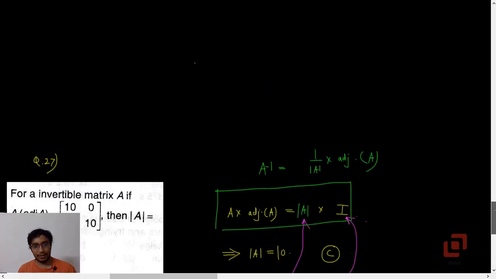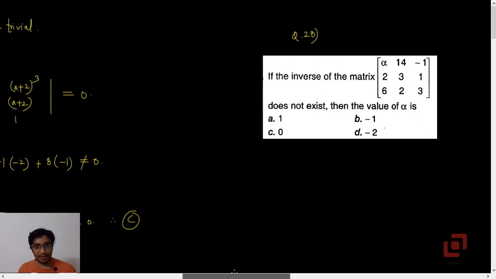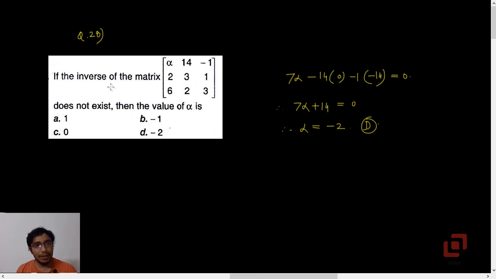Let's go to 28. I guess that is the last one. Yes. If the inverse of the matrix does not exist, then the value of alpha is. Simple question. The matrix inverse does not exist means it is singular or its determinant is 0. So just expand the determinant of the matrix. Alpha into 9 minus 2 is 7 alpha, minus 14 into 6 minus 6 is 0, minus 1 into 4 minus 18 is minus 14. So you'll get 7 alpha plus 14 equal to 0. So alpha is equal to minus 2, option D.